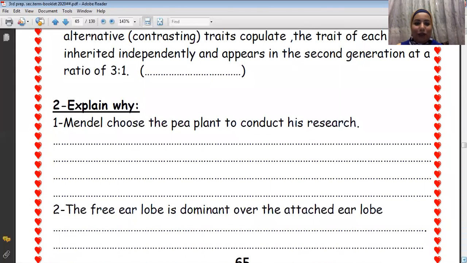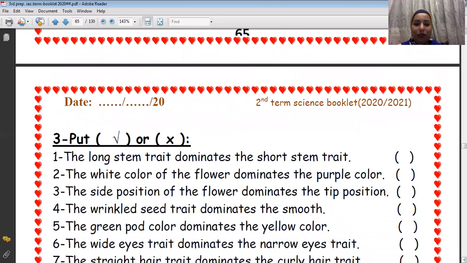After that, question 2, explain why Mendel chose the pea plant to conduct his research. It's the first thing we studied in this lesson. Pea plants have a short life cycle. They are hermaphrodite or bisexual plants that can be self-pollinated, and give plenty of crops. In this question, you can write 2 or 3 points only. It's enough.